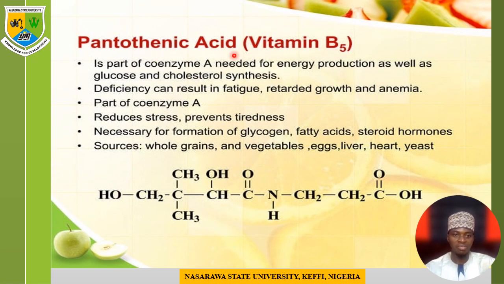Pantothenic acid, vitamin B5, is part of coenzyme A needed for energy production as well as glucose and cholesterol synthesis. As I said, acetyl-CoA is one of the central carbon compounds involved in various metabolic pathways, whether anabolic or catabolic. An important component of acetyl-CoA is coenzyme A, which is obtained from pantothenic acid. So it is necessary for the formation of glycogen, fatty acids, and steroid hormones. Sources include whole grains and vegetables, egg, liver, heart, and yeast. This is the structure of pantothenic acid.